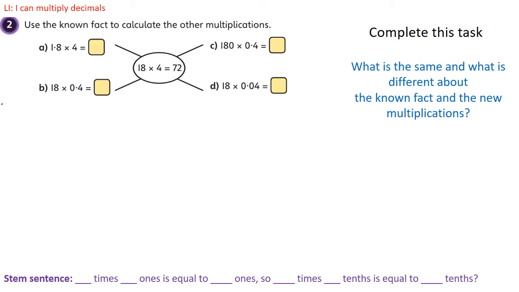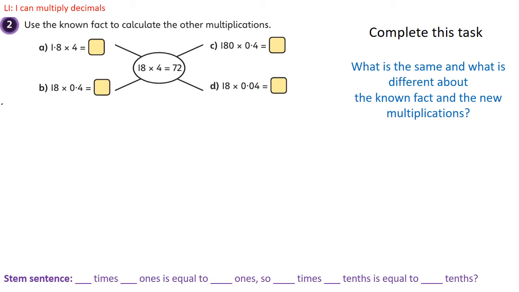In B, we're going to switch that round the other way. So my STEM sentence could be 18 times 4 ones is equal to 72 ones. So 18 times 4 tenths is equal to 72 tenths. Again, use a place value chart, work out what goes in the ones column and what stays in the tenths column when you are writing 72 tenths.